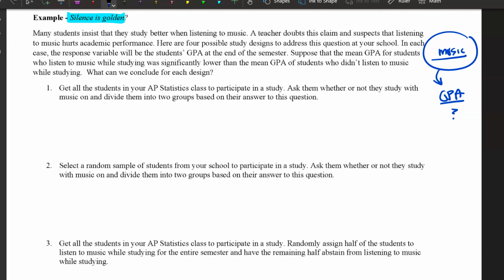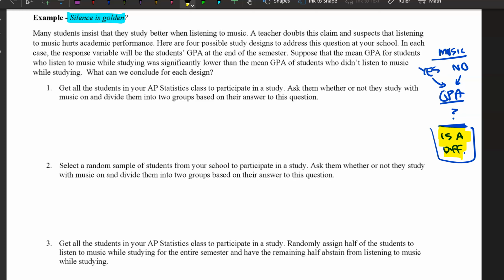Suppose that the mean GPA for students who listened to music while studying was significantly lower than the mean GPA of students who didn't listen to music. Okay, so we got music yes, music no, and we're looking like this. And suppose our results are statistically significant. So there is a difference, a big difference, a significant difference, okay? So let's conclude that we found a significant difference in all of these examples. What can we conclude for each design?